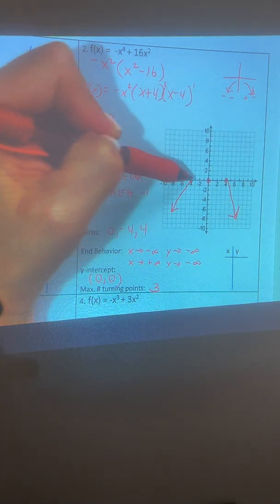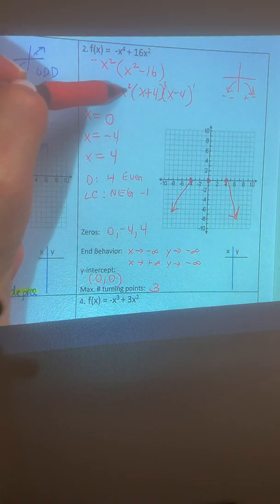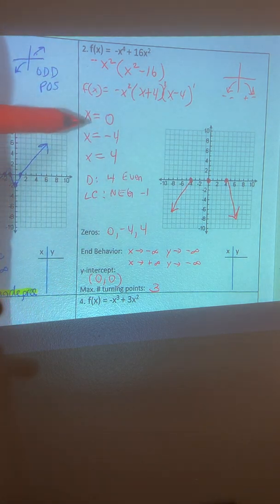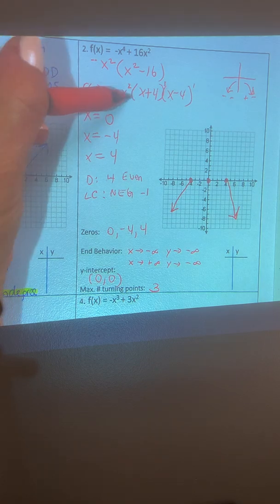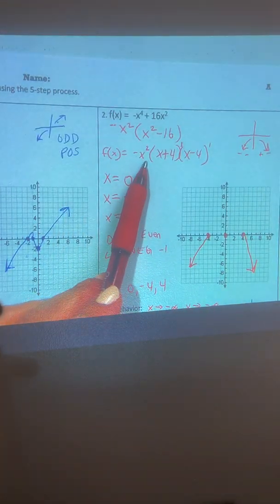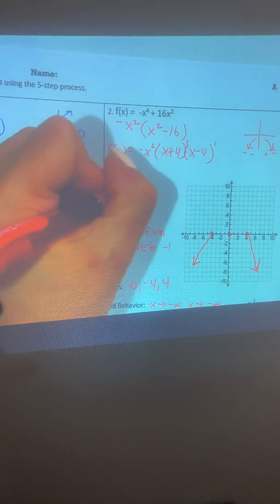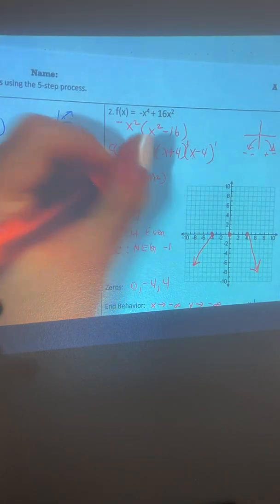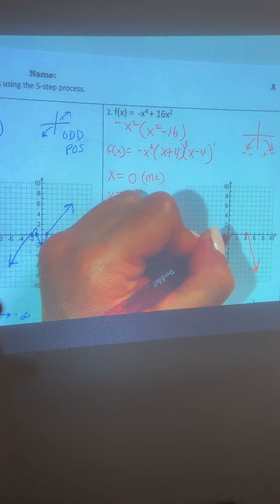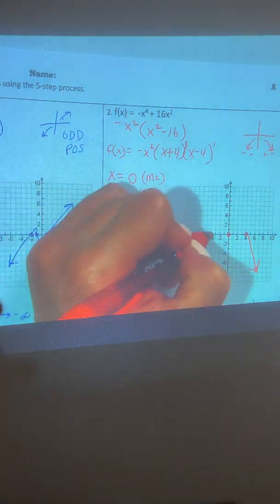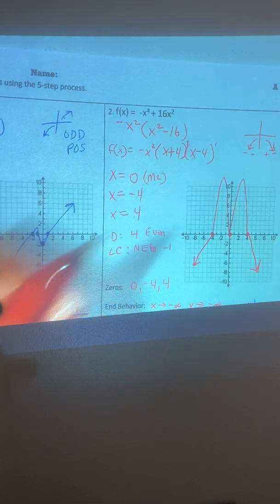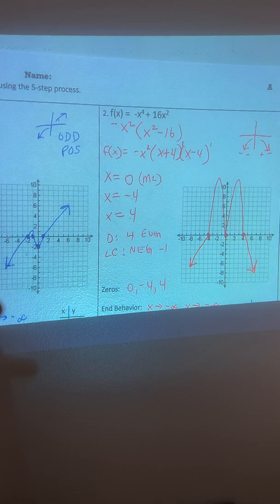And we know that it's going to bounce at 0. I know it's going to bounce at 0 because there's a multiplicity of 2 here. It bounces here. It's a multiplicity of 2. It crosses at -4, it crosses at +4, but it bounces here. So it's going to go like this. Looks like the McDonald's.